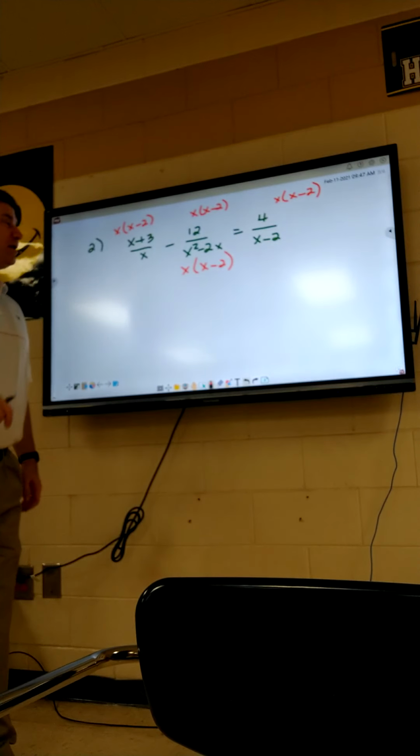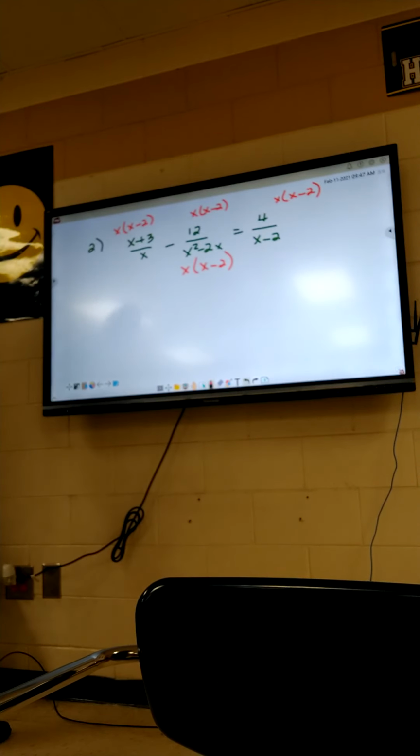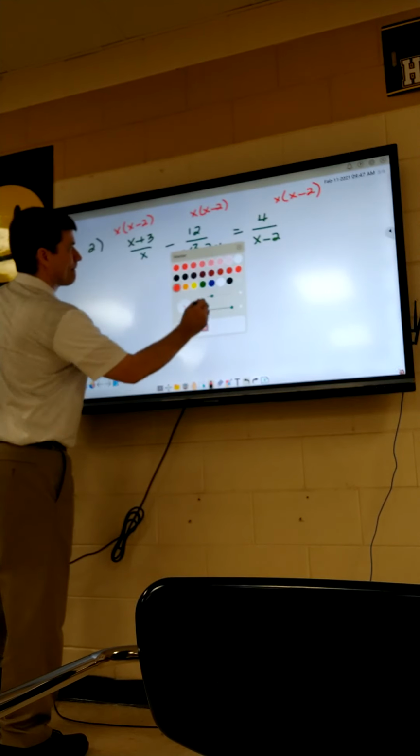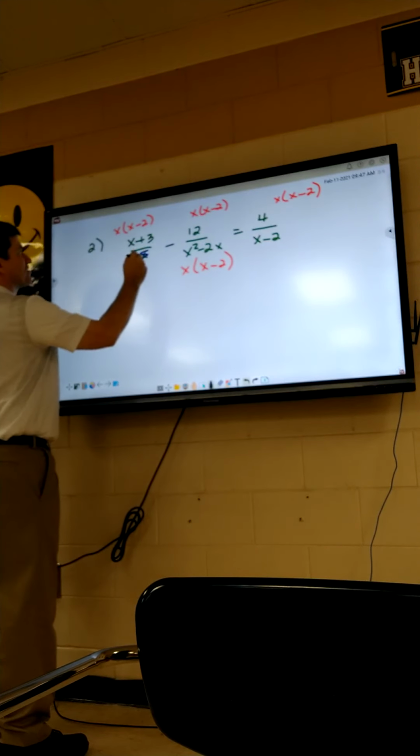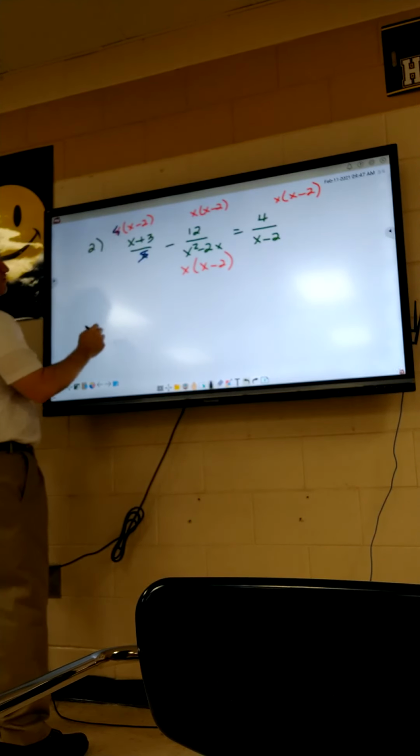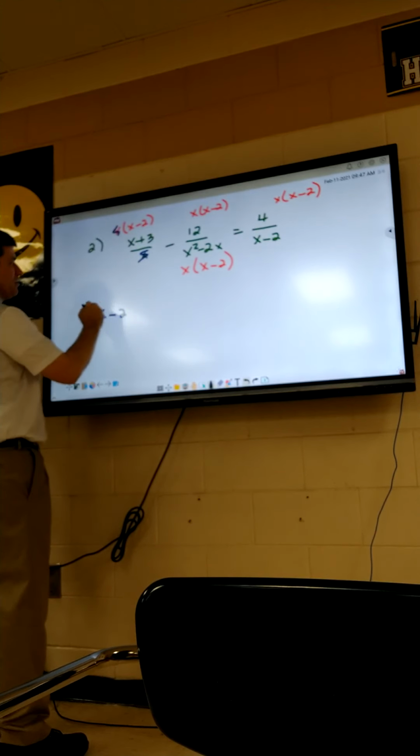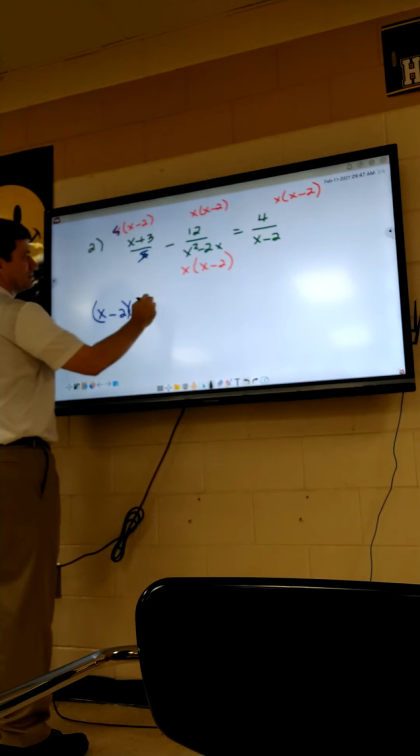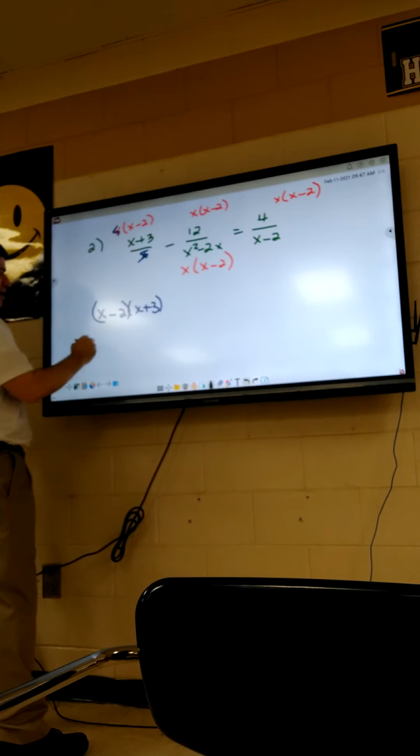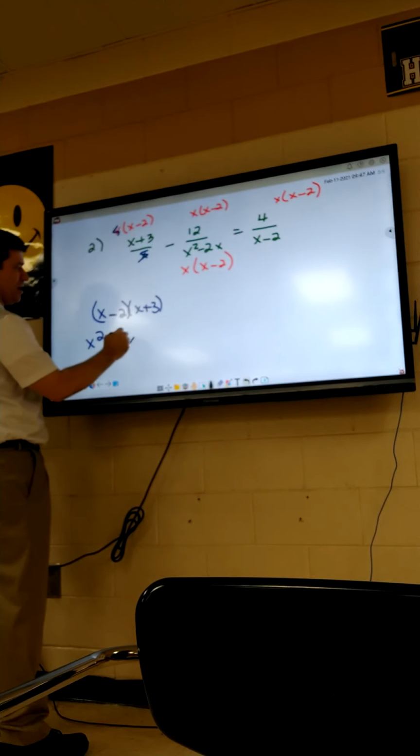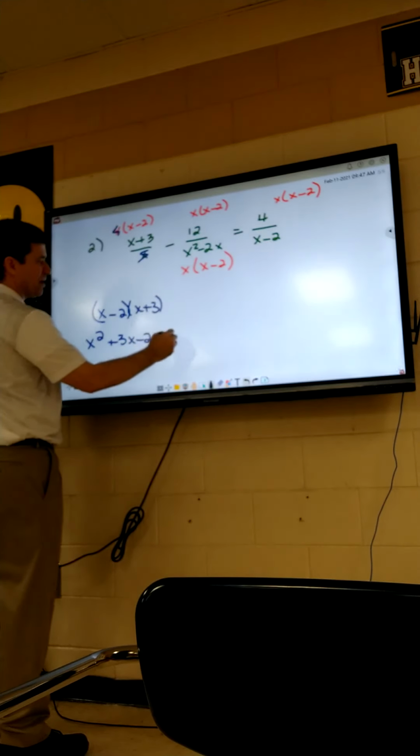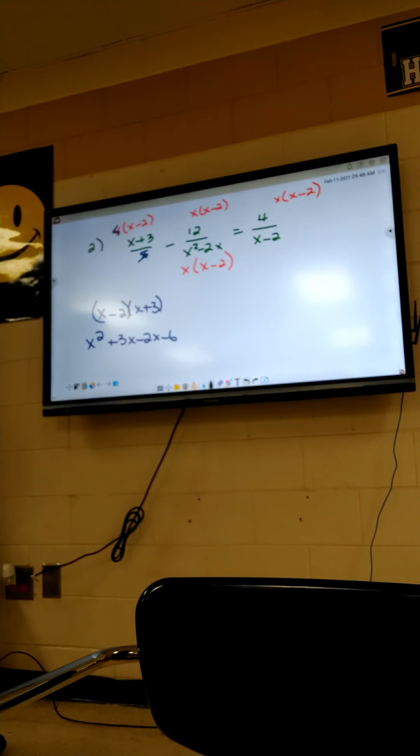Hang on just a second, I'll look at it. All right, Ellis, what cancels out on the first fraction? X. I can cross out an x. So whatever you got left, Ellis, when you bring it down, you got to foil it out. So that's going to be x squared plus 3x minus 2x minus 6. Everybody good on that?